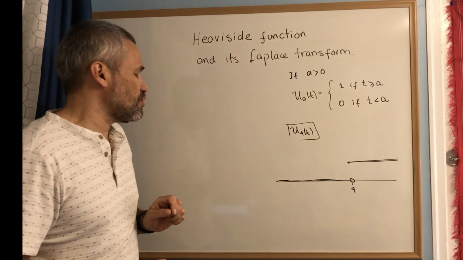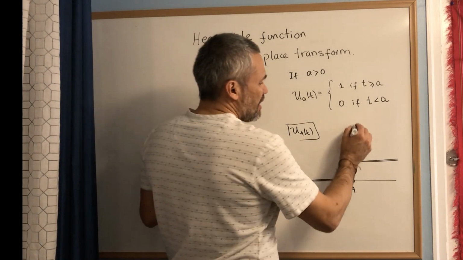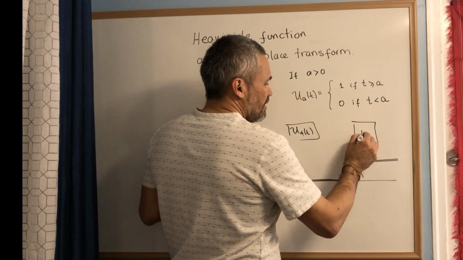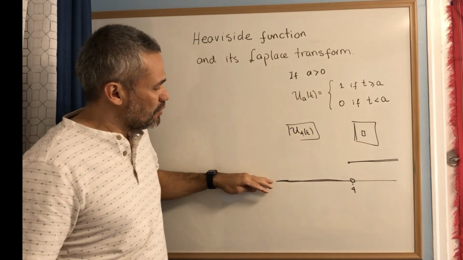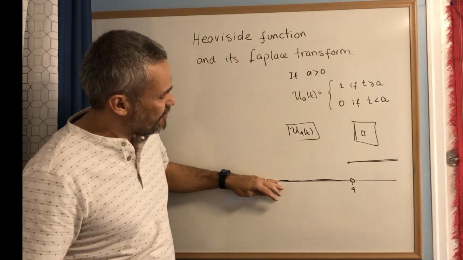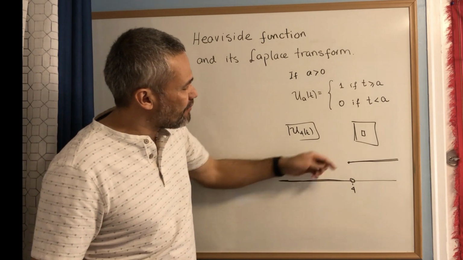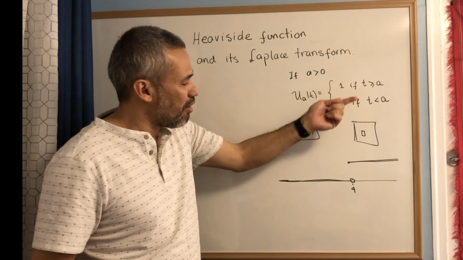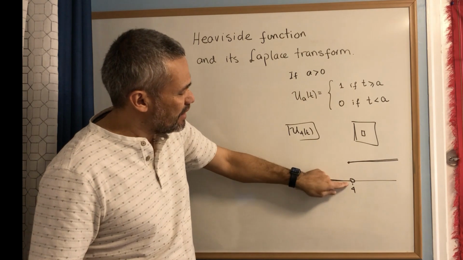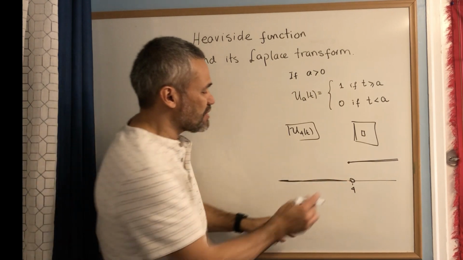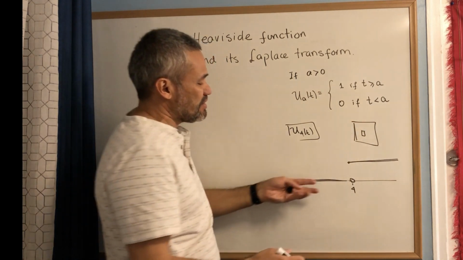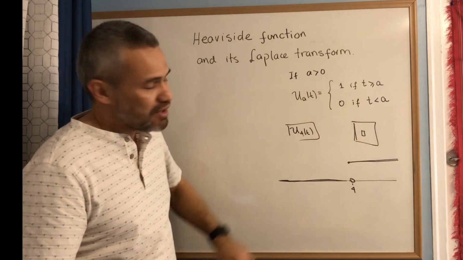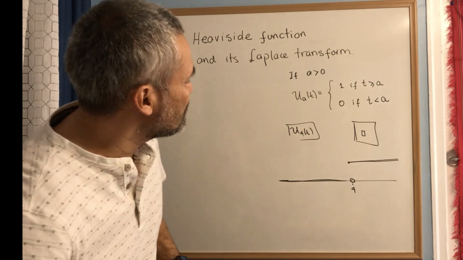Why is this useful? Notice that sometimes we have a switch, and we have a physical system, and all of a sudden we turn on the switch. Then all of a sudden it goes from one state to a different state. Things change like that sometimes. For that reason, this function is useful.